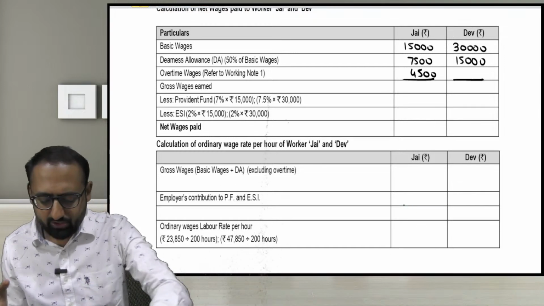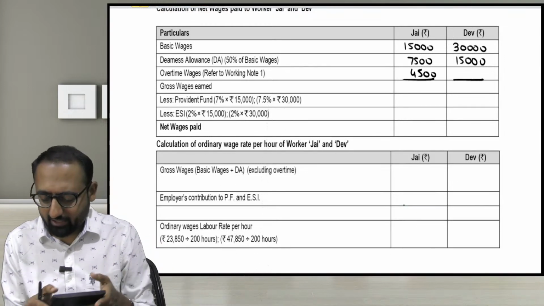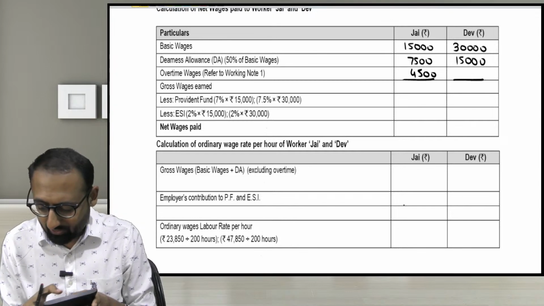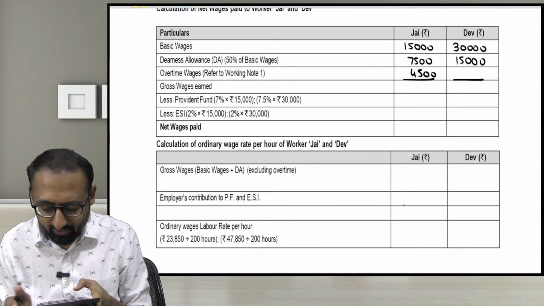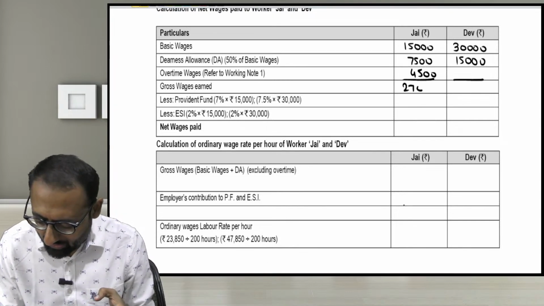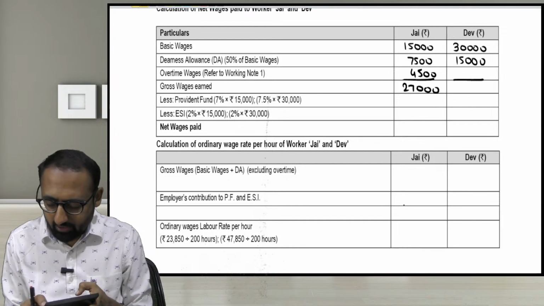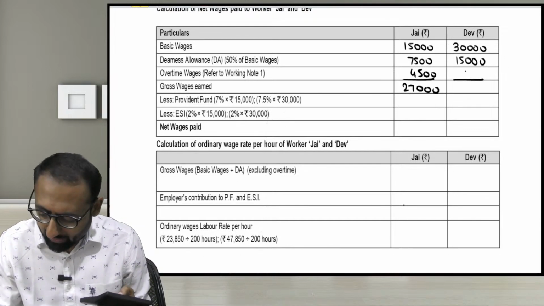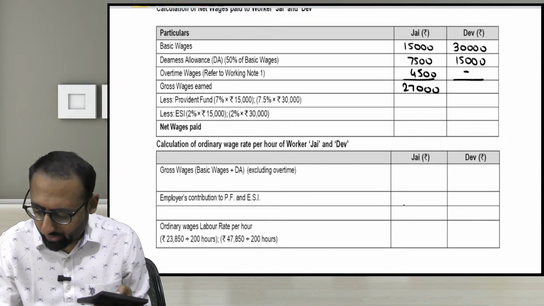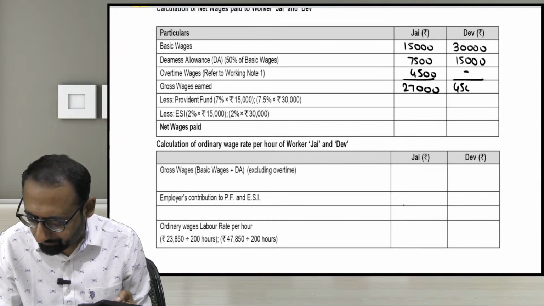Now, how much is your total wages earned? 15,000 plus 7,500 plus 4,500, it comes to 27,000. Yes or no? Then, guys, overtime is not there for the day worker, so it will be 45,000.